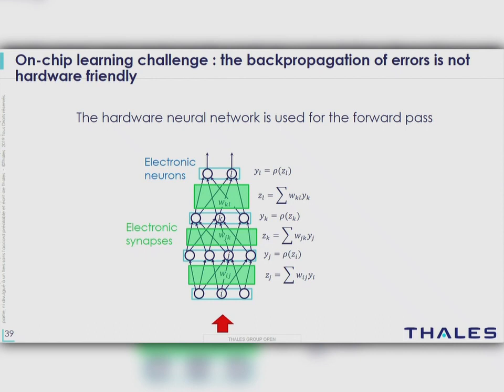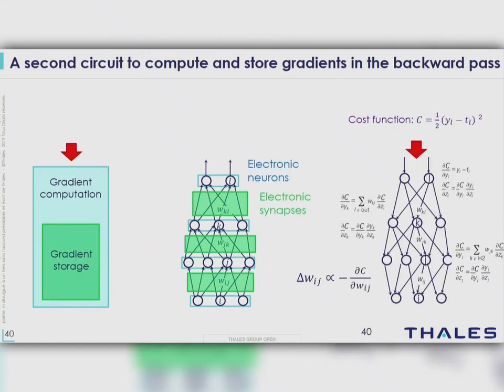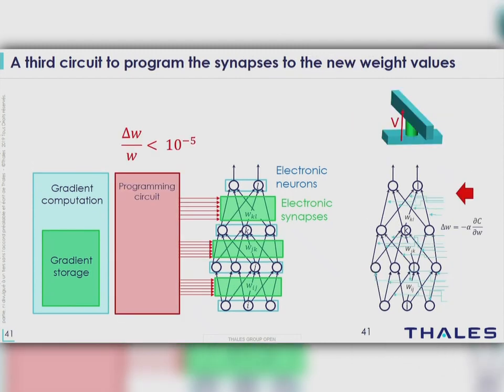So let's say we have a neural network and we want to train it. We have our network that does the inference part, so-called forward. It means inputs go through neurons and synapses and you get your output. Now, if you wanted to do the training, what you need is a second circuit on your chip that computes the gradient backward, and stores them so that then you can have a third circuit that programs your synapses.